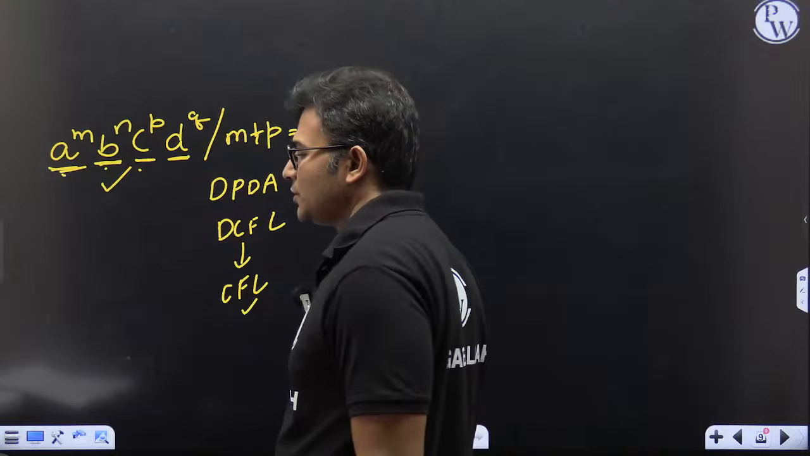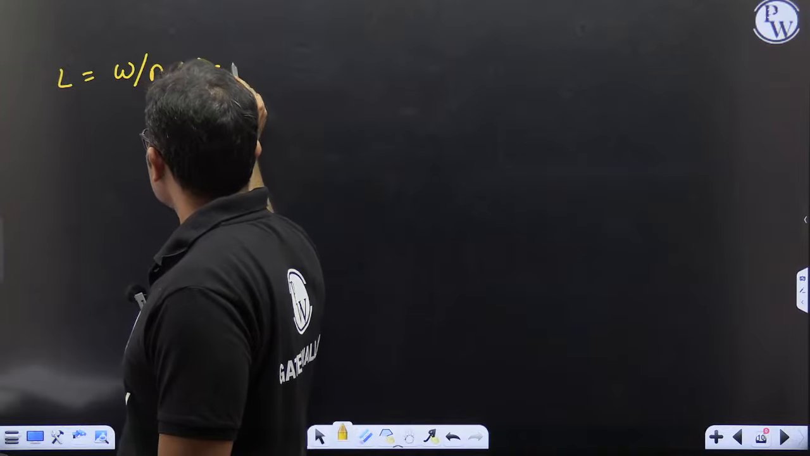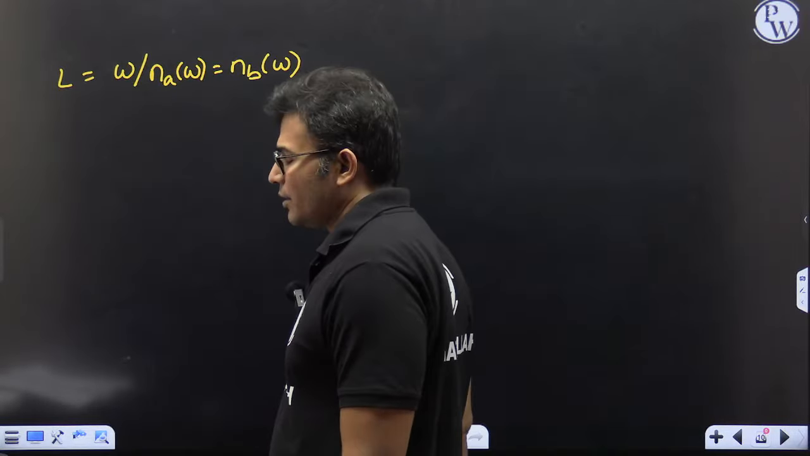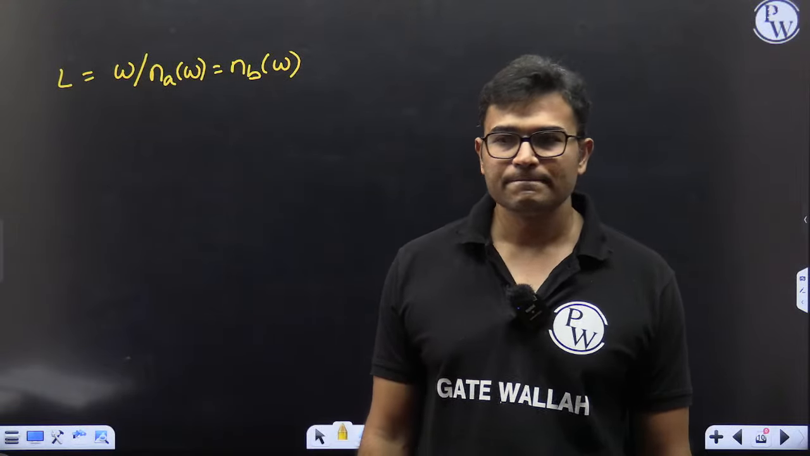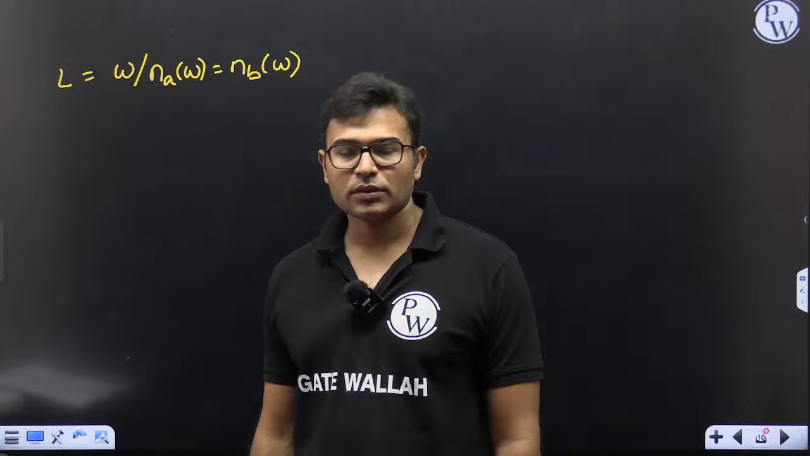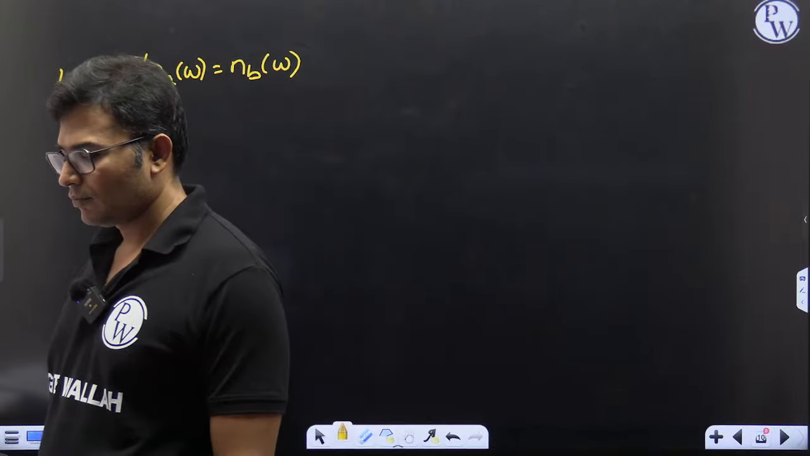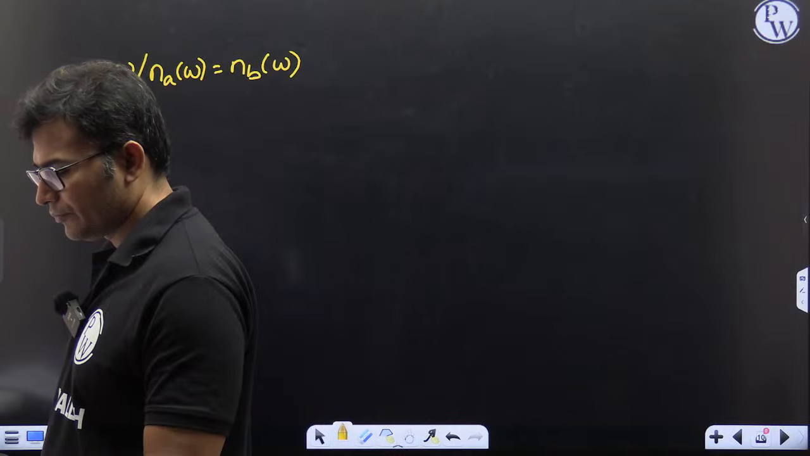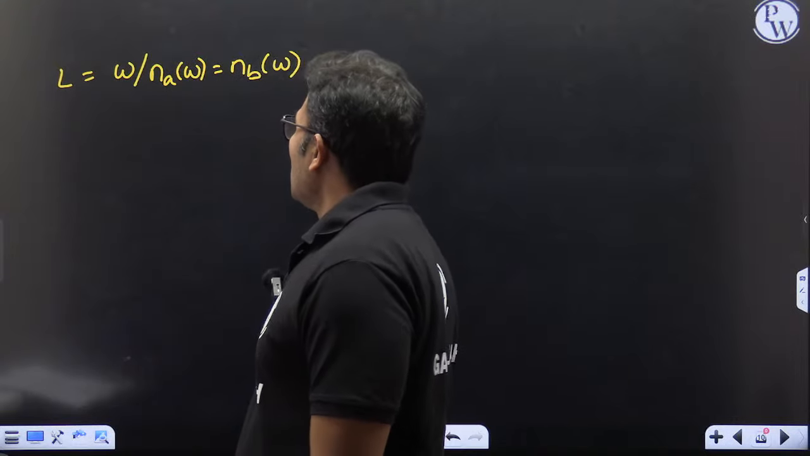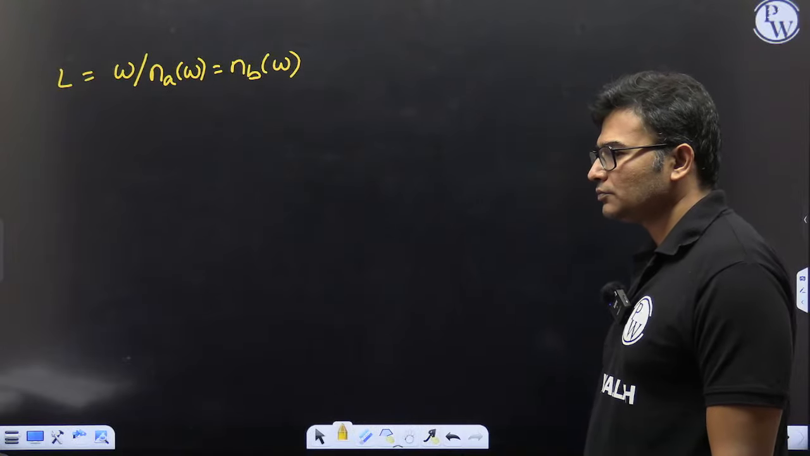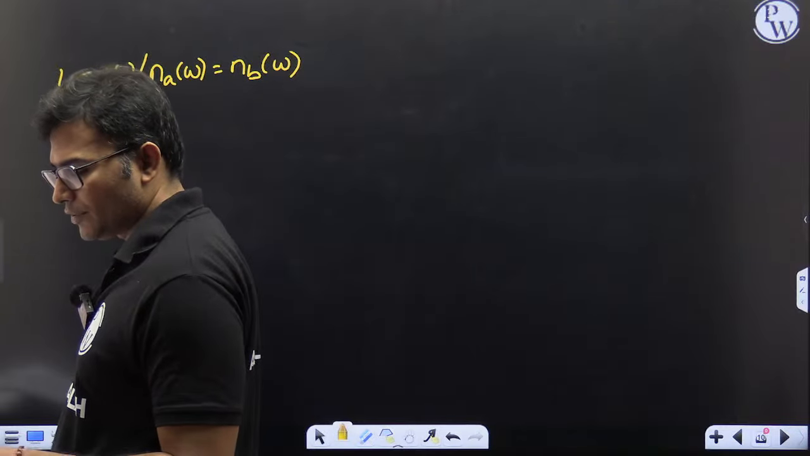Right? Now answer this question. L equal to W such that the number of A's in W is equal to the number of B's in W. Give the context-free grammar for this. Give the answer in the Telegram channel.